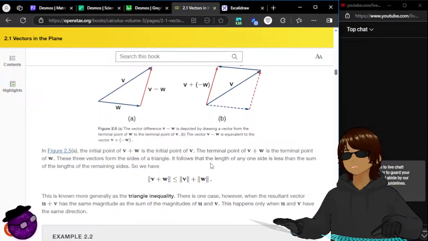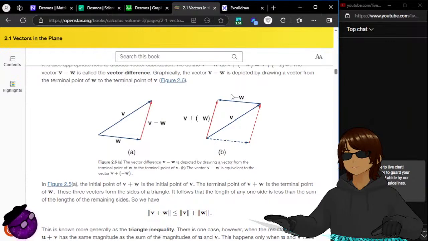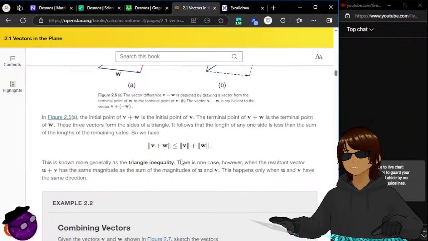It follows from the fact that the length of one side of a triangle is less than the sum of the lengths of the remaining sides. So we have the magnitude of v plus w is less than or equal to the magnitude of v plus the magnitude of w. This is called the triangle inequality.